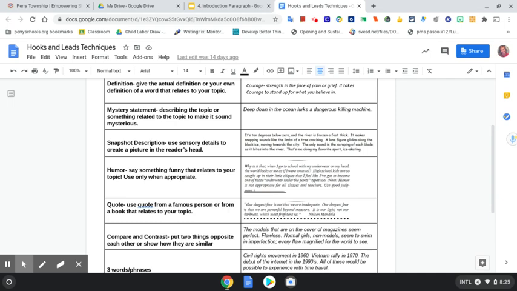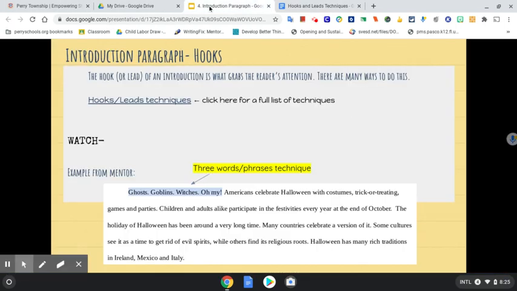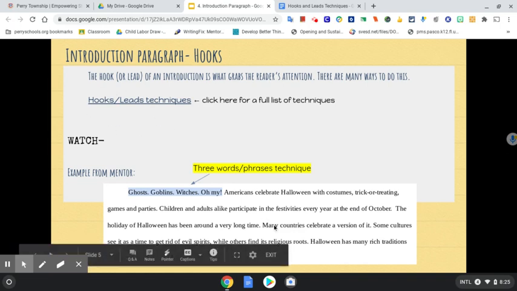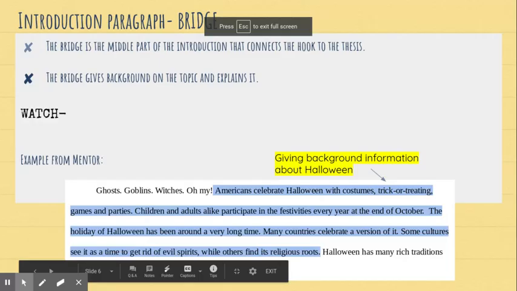The big thing to remember is whatever technique you use, it still needs to be related to the topic you're going to be writing about. All right, so use one of those hooks or leads techniques. Notice, I did not put question. We are no longer using questions this year. Lots of people like to start out with, like, have you ever heard of Halloween? That was fine in elementary school. That's no longer okay. You need to use a lead technique from this list. I'm saying that right now. No questions. Use a technique from this list. All right? So that was the hook.